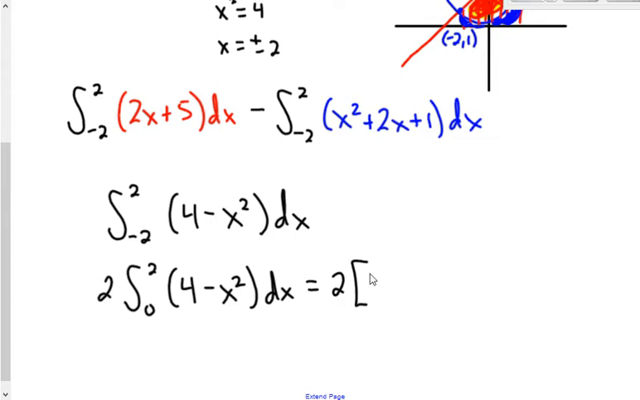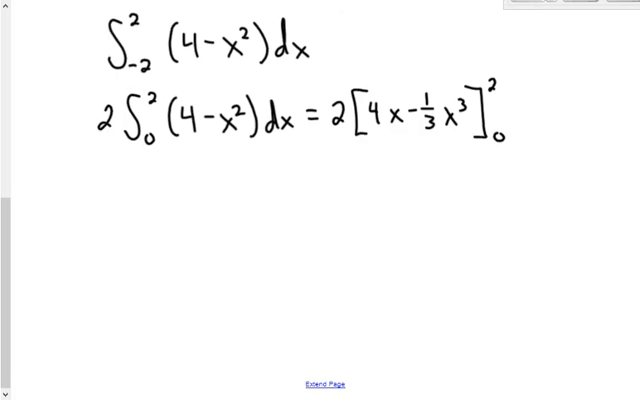If I integrate this, I get 4x minus x cubed over 3, or 1/3 x cubed. Do it from 0 to 2. It's a definite integral. So I wind up with 2 times, plug 2 in here. 4 times 2 is 8, minus 1/3 times 2 cubed. Well, 2 cubed is 8 times 1/3 is 8/3.